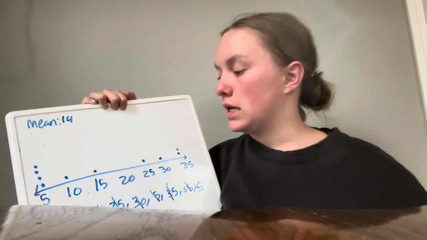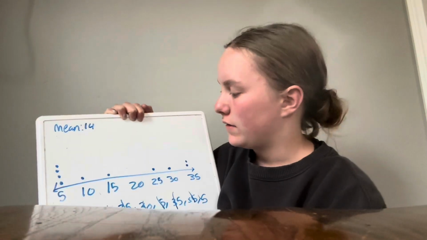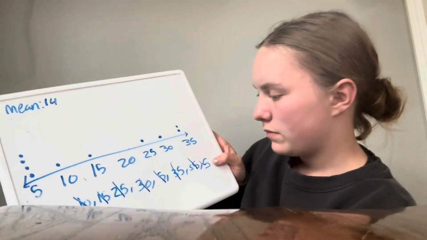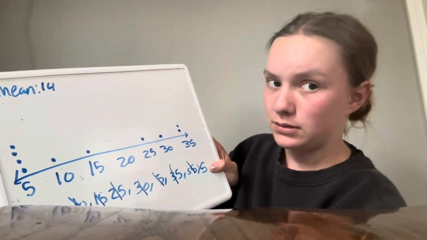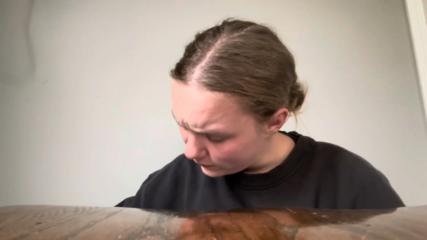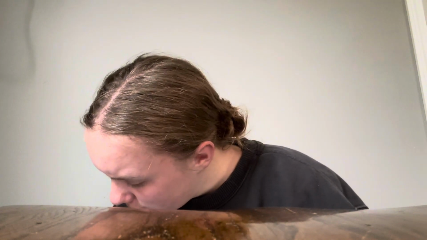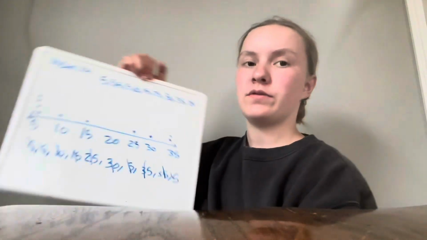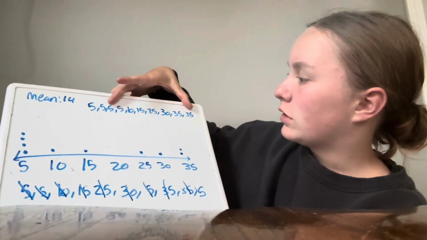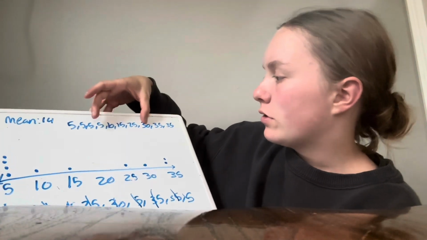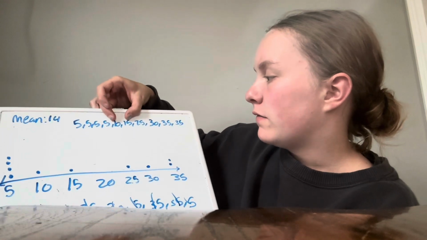Now, let's look for the median. The median is the middle of the data set. So if you start from here, we need to do it from least to greatest. So we have 4 5s, 10, 15, 25, 30, and 2 35s. Now we can find the median because it is from least to greatest. So we go 5, 35, 5, 35, 5, 30, 5, 25, 10, and 15.